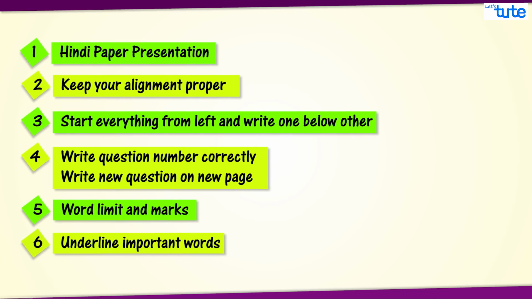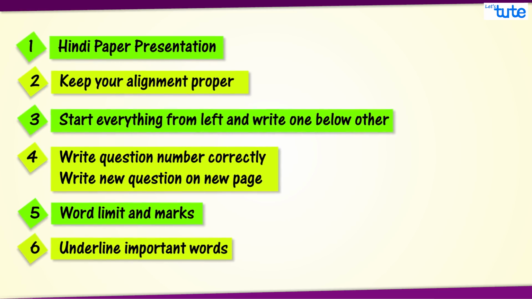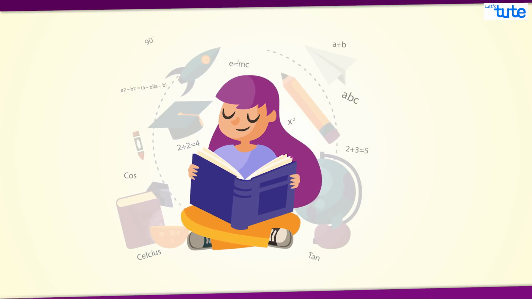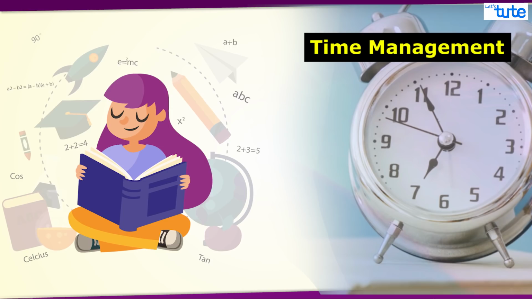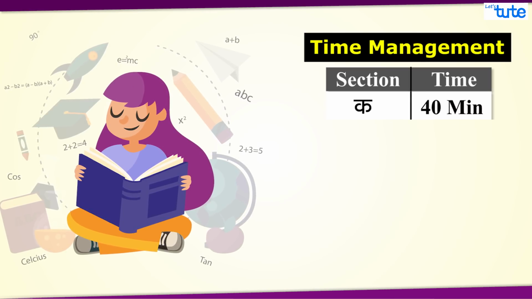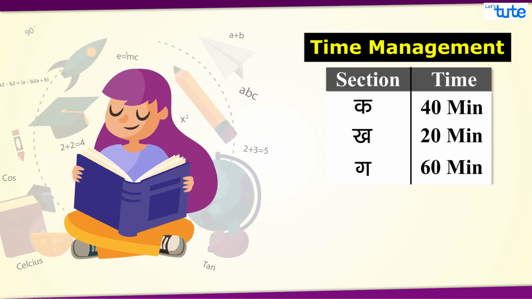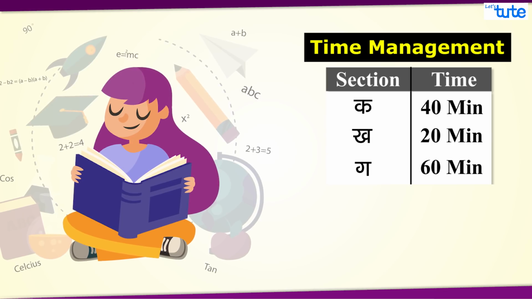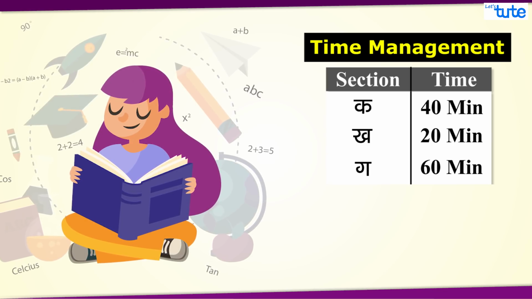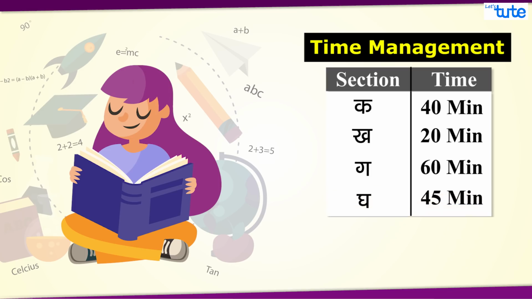Friends, till now we have discussed the sections and basic tips for presentation. But since it is a language paper, it may be time consuming. So time management is a very important key. Try to complete the first section, that is K, in 40 minutes. For the K section, you can spend around 20 minutes and for G, you can spend around 60 minutes, as there are more questions in this section as compared to others. And for writing skills, that is section G, you can spend around 45 minutes. If you complete each section in the allotted time, you will still have an extra 15 minutes, and in these 15 minutes, it is advisable to recheck the paper. See if you have written question numbers correctly and see if you have written all the answers.